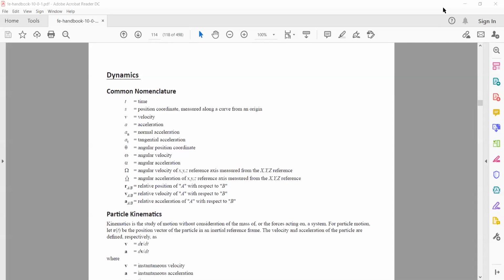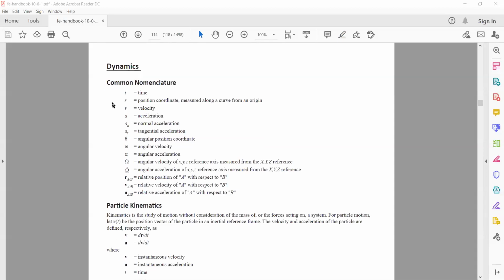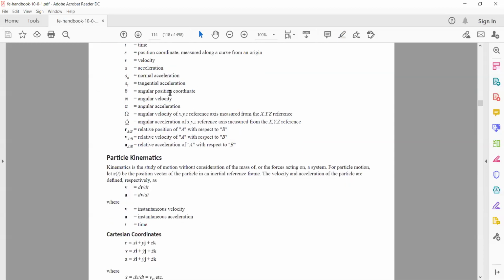We're going to be looking at some dynamics today, and we'll get right into it. We'll go for about an hour today, see what we can get through. Okay, let's take a look at the handbook as we do normally in the beginning. We have some common nomenclature of the different variables that we may see in these problems.